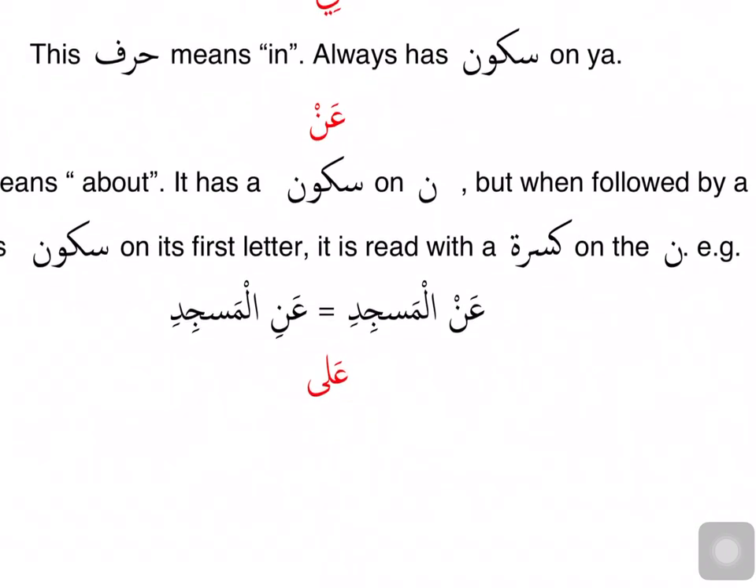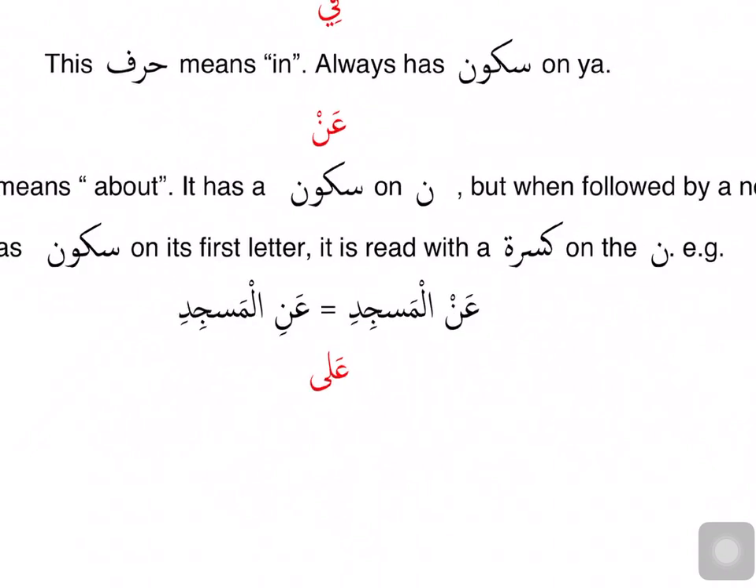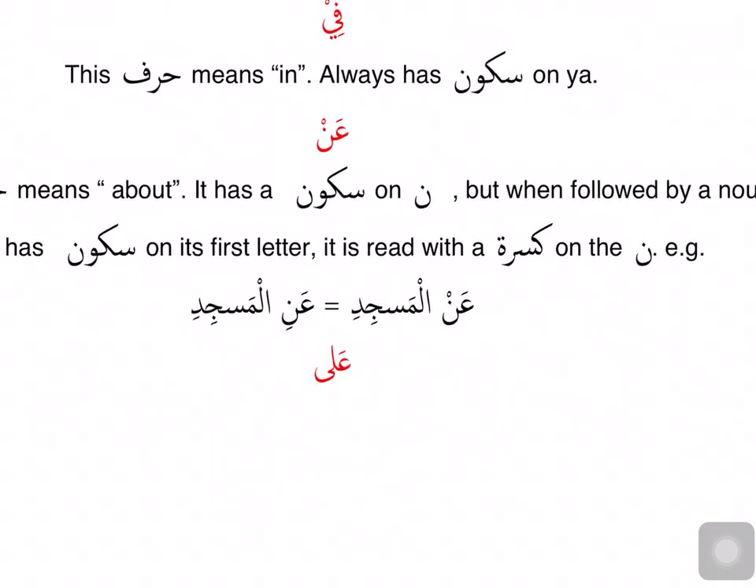The next one is an. Now here also you will see that noon has a sukoon, and after that if you have a word that has lam at-ta'rif, again you will undergo the same problem, iltiqa as-sakinain, which is not allowed. So what will happen here is that we will put a kasra on the noon. In min we put a fatha on the noon, in an we put a kasra on the noon.